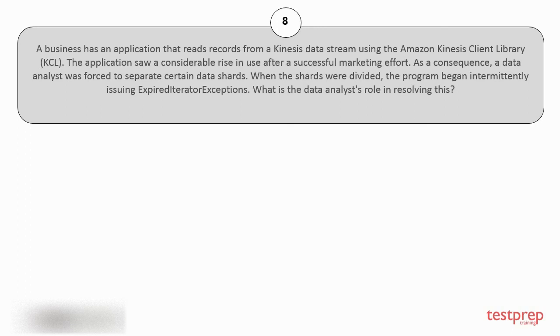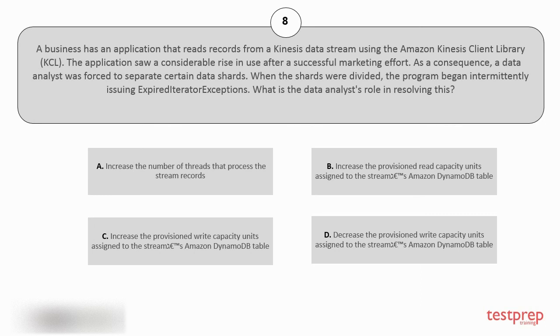Your options are A. Increase the number of threads that process the stream records. B. Increase the provisioned read capacity units assigned to the following Amazon DynamoDB table. C. Increase the provisioned write capacity units assigned to the following Amazon DynamoDB table. D. Decrease the provisioned write capacity units assigned to the following Amazon DynamoDB table. The correct answer is option C.